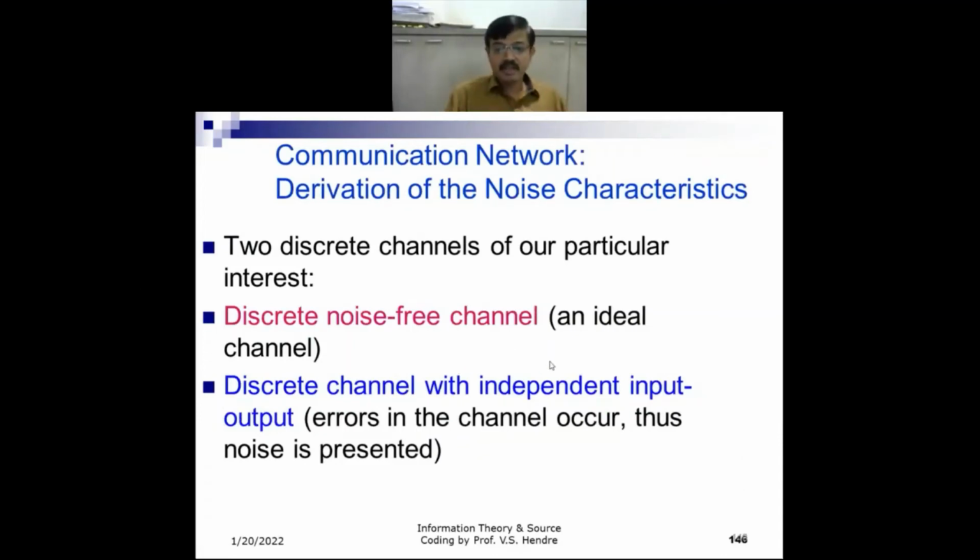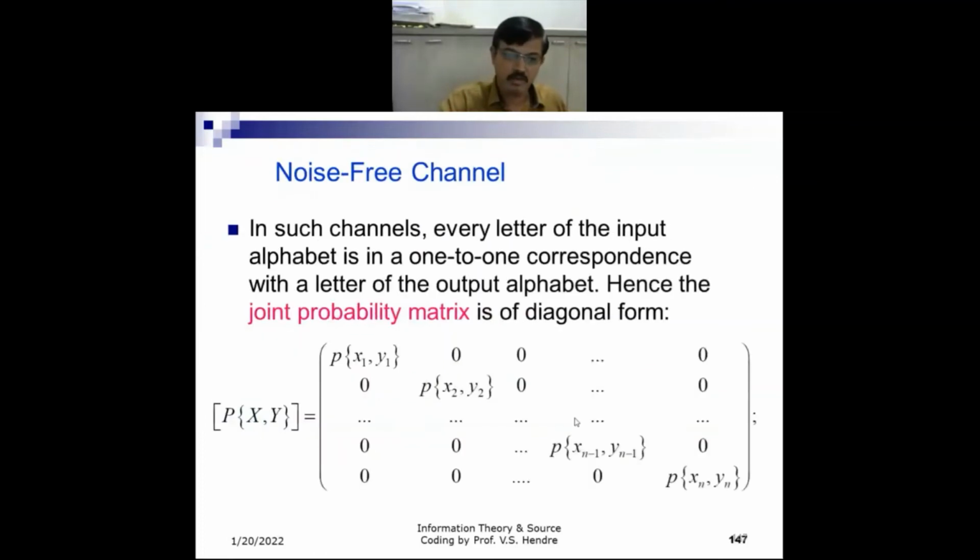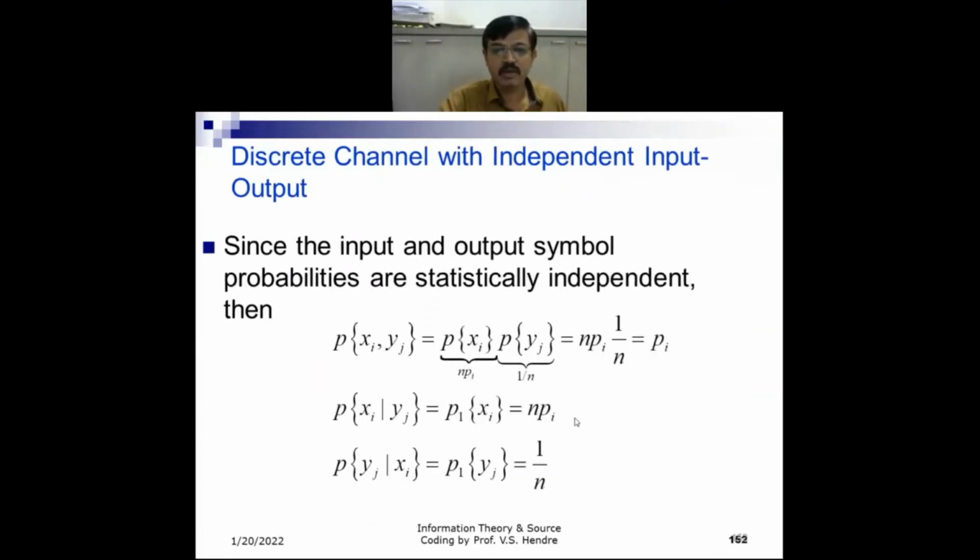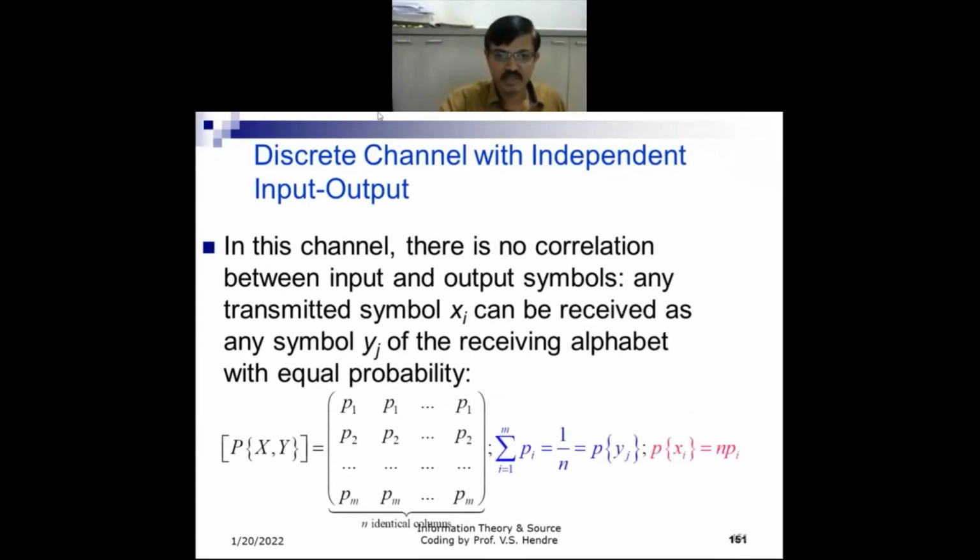Now, let us take its extreme condition. What is the extreme condition? The condition in which a lot of error is present, and the information that I am transmitting, I am not going to receive at the receiver end. Almost every piece of information is going to be corrupted, and that type of channel is called a discrete channel with independent input, independent output. Now let us try to understand what is meant by independent input and independent output.